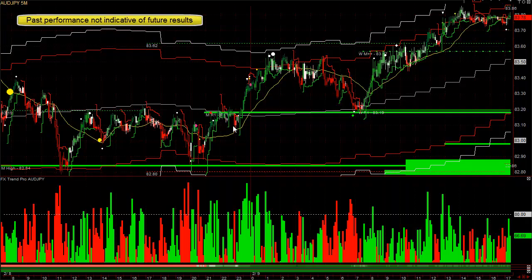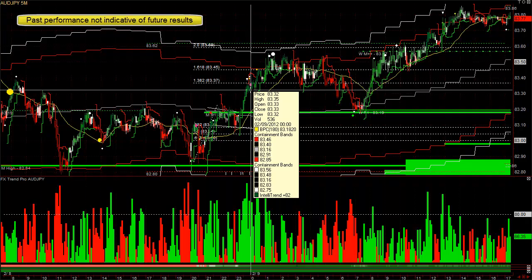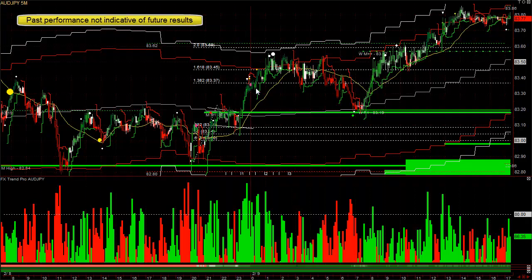When it comes up here and just goes sideways in a nice little rectangle pattern like this, very high probability trade. You always want to draw your fibs on the last wave to get an idea of where to get out. And myself, this went up with a lot of strength. I would have probably got out of half at the first fib target and then got out of this one here. That was only about a 10 pip move.